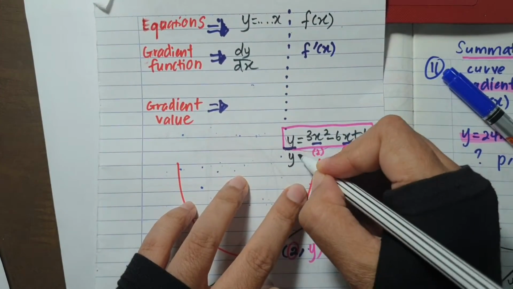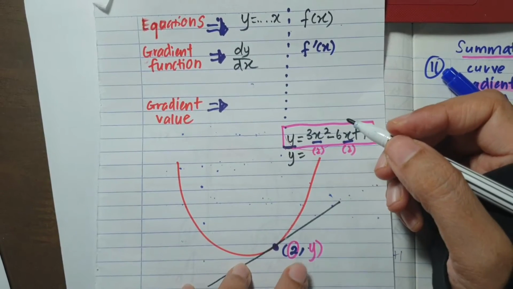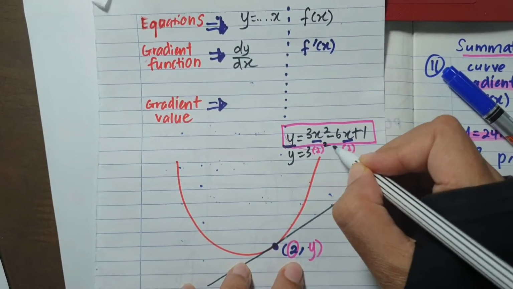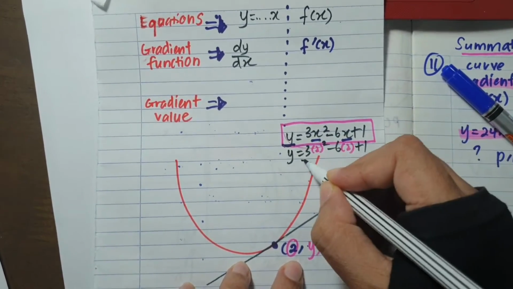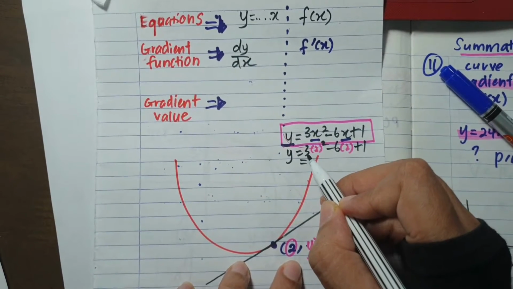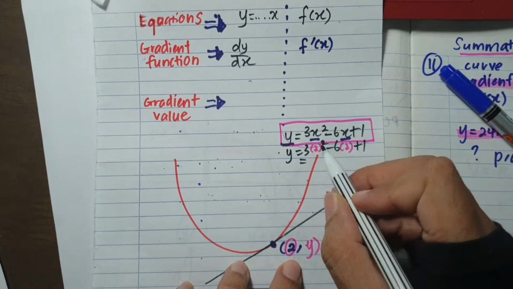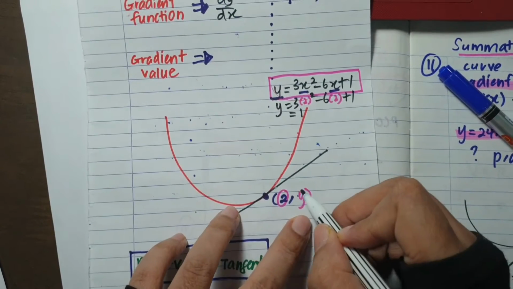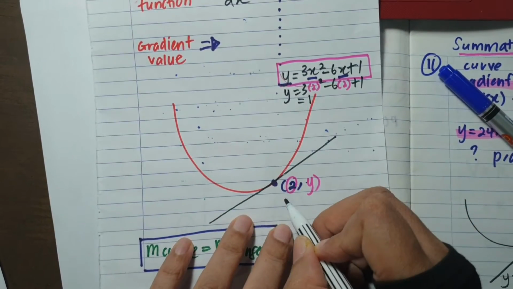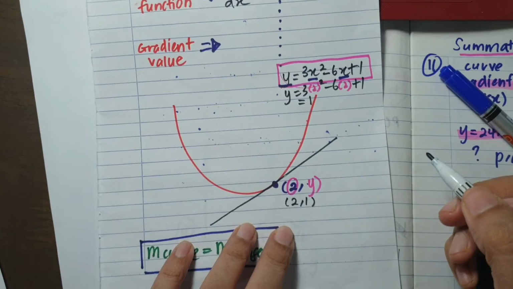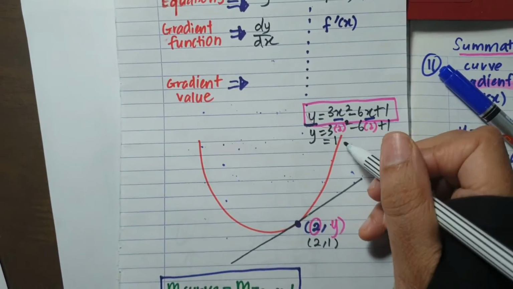Just substitute x as 2, because the x of the point here is 2. So let's see what we get. 4 times 3 is 12. 12 minus 12 is 0. 0 plus 1 is 1. So the value of y here is 1. So the point here is actually 2, 1, since we get the value of y as 1.